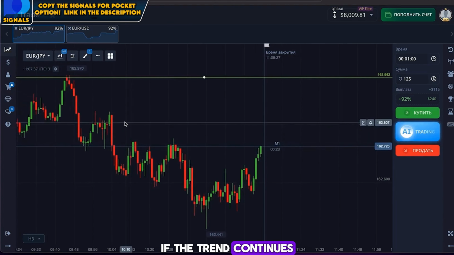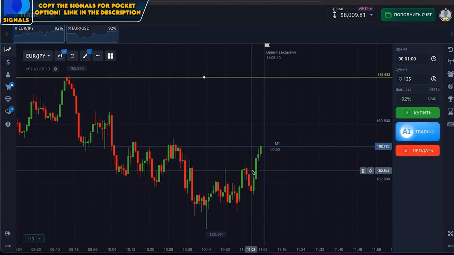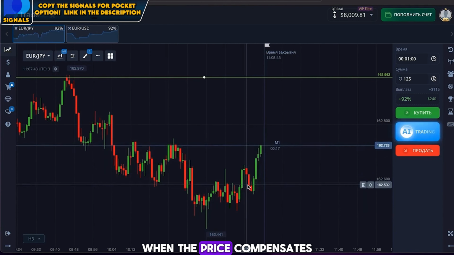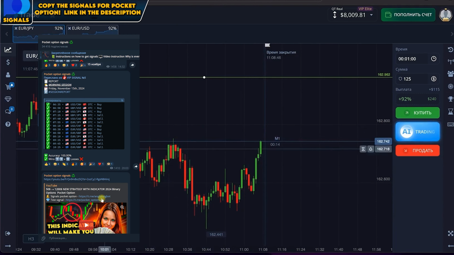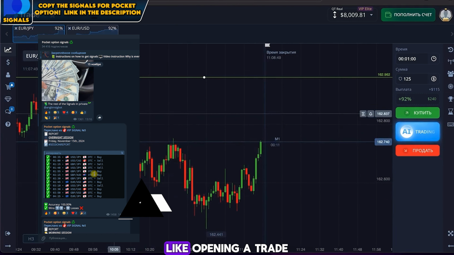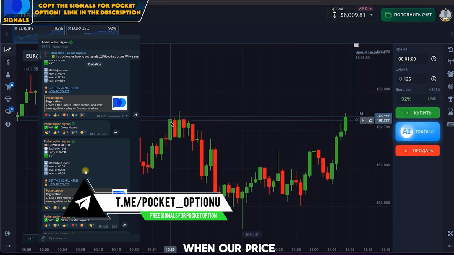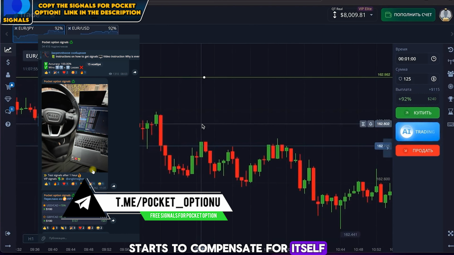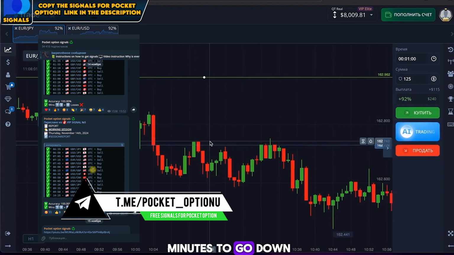If the trend continues with compensating and falling, we trade from those positions when the price compensates, opening trades for 5 to 10 minutes downwards. When our price starts to compensate for itself, we open from these higher positions for 5 to 10 minutes to go down.